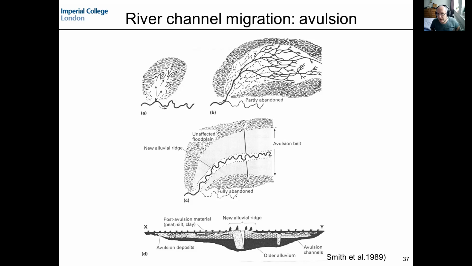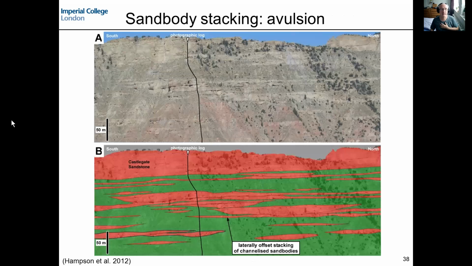And we do see the effects of this in the rock record. So let me show you an example here. This is a cliff face about 200 meters in height.